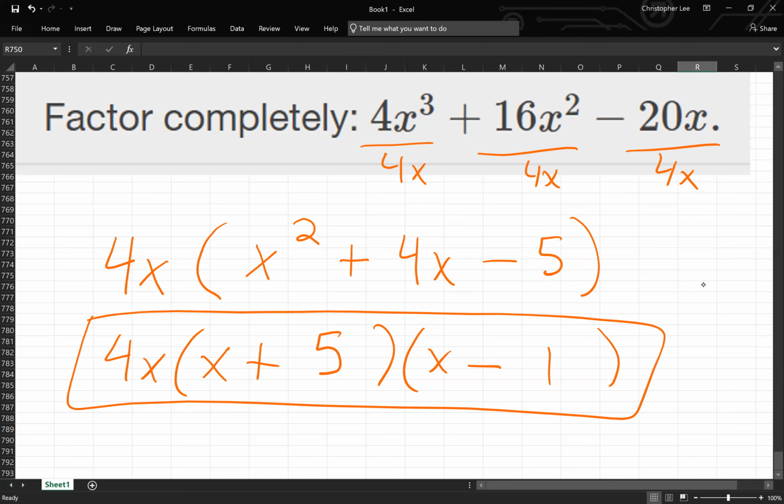With a trinomial like this? Yeah. You have to multiply that out. That's a reverse. Yeah, that's a reverse.